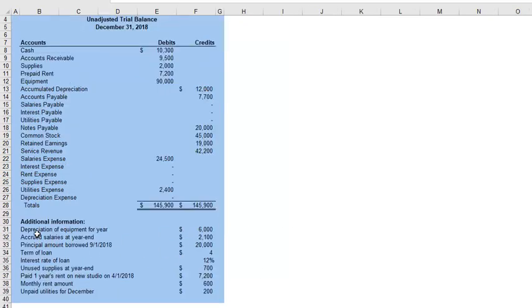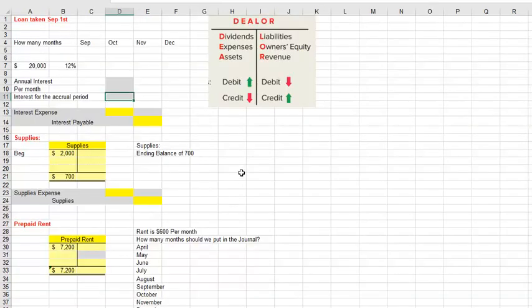Next up, just coming down here, we've done depreciation, we've done the accrued salaries. We have a loan. So we have principal amount borrowed on September 1st, 2018 was $20,000. For a 4-year loan with an interest rate of 12%. All right, these loans can be tricky. So we have a loan taken out on September 1st. How many months do we need to accrue for?